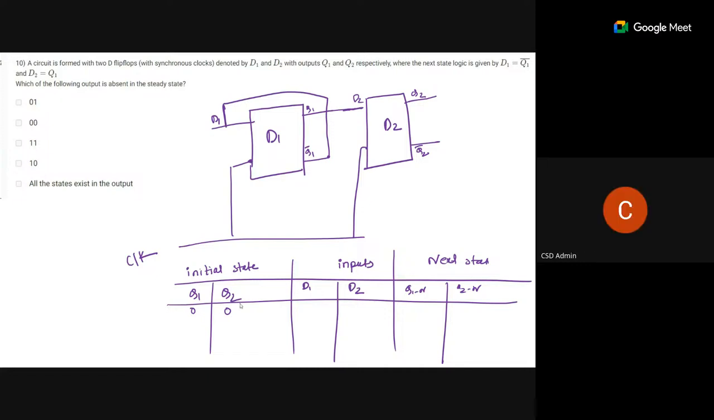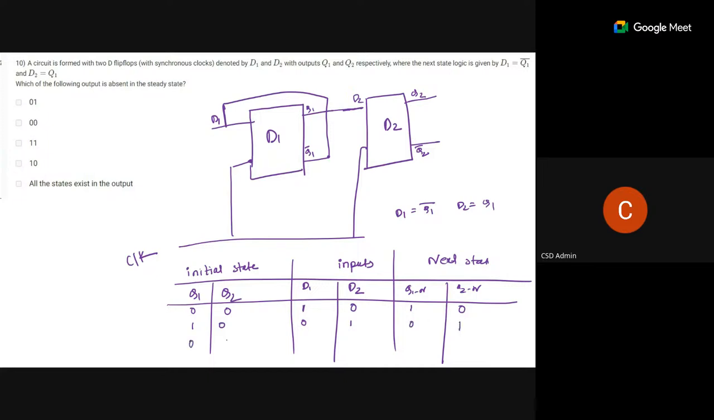Now 1, 0. D1 is Q1 bar and D2 is Q1. So D1 is Q1 bar. What will be D1? 1. And what will be D2? 0. It will be copied, right? So 10 goes to 10? Let me redo: then D1 is 0 and D2 is 1. It will be copied.